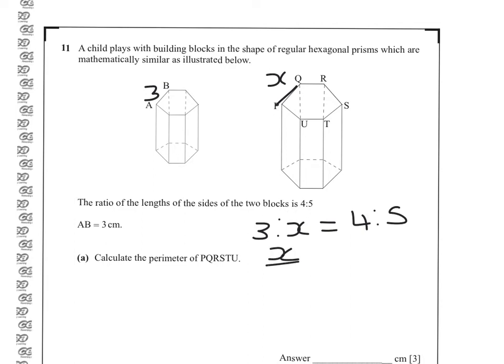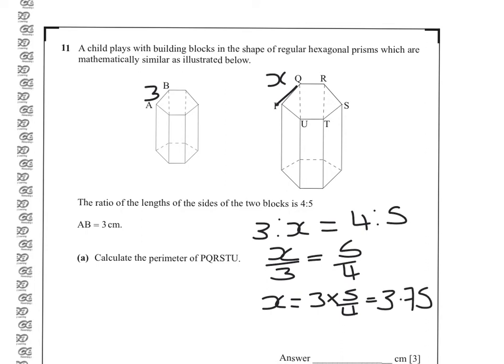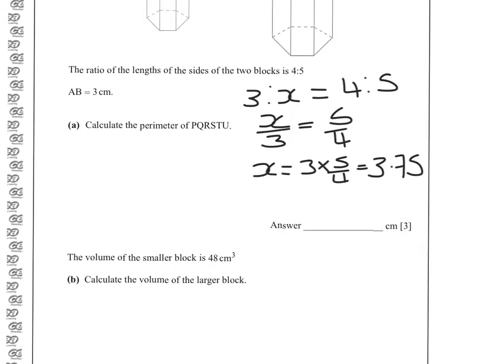That means that X divided by 3 has to equal 5 divided by 4. So X will equal 3 times 5 over 4, which is 15, divided by 4, which is 3.75. The perimeter, therefore, is 6 times this length, which gives us the answer 22.5.